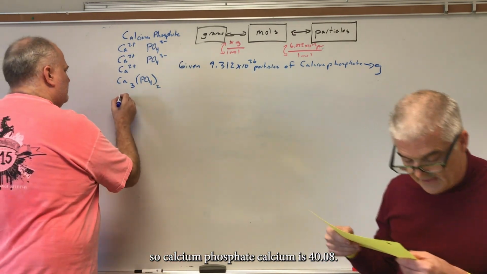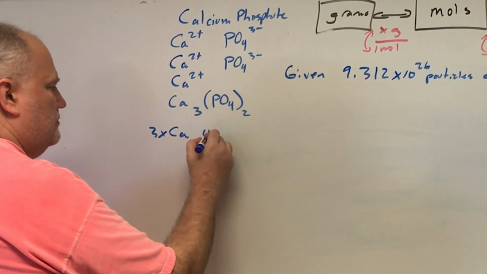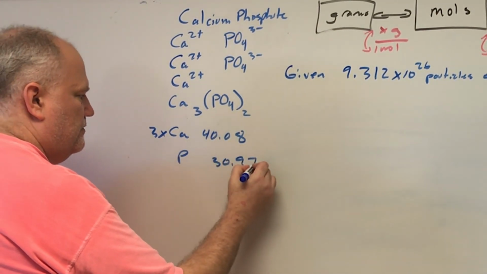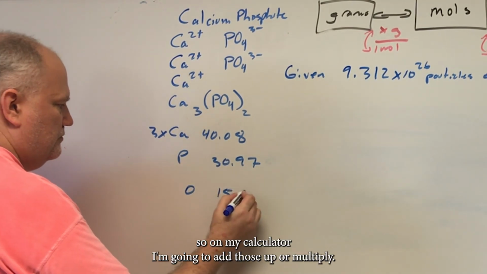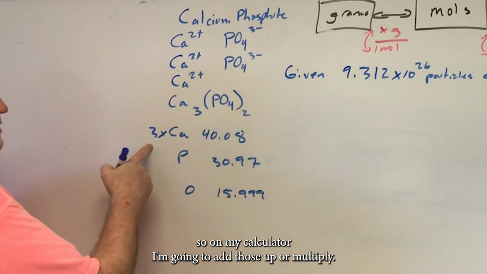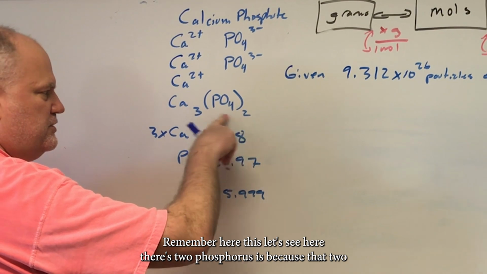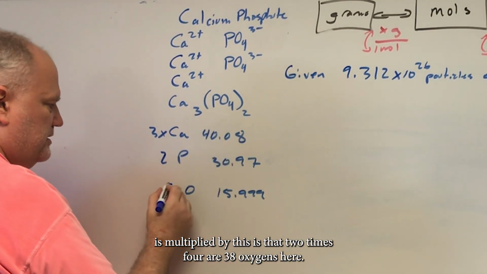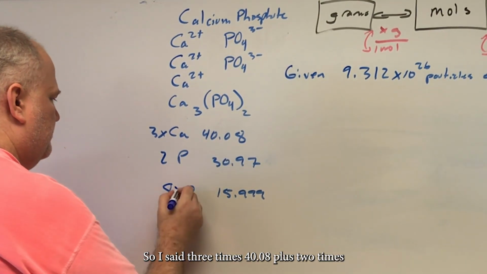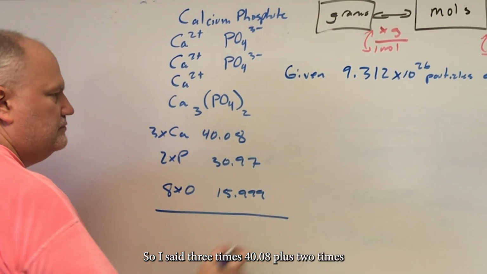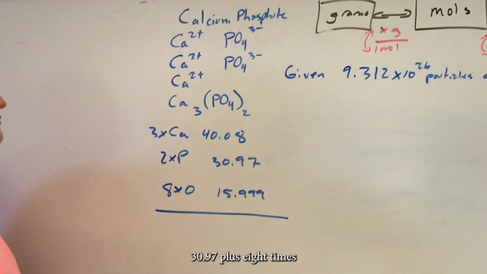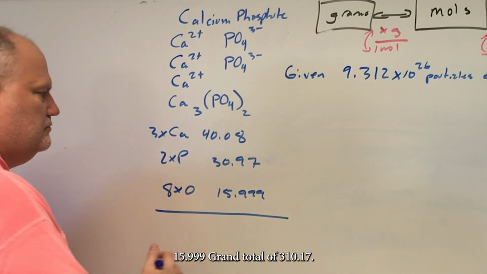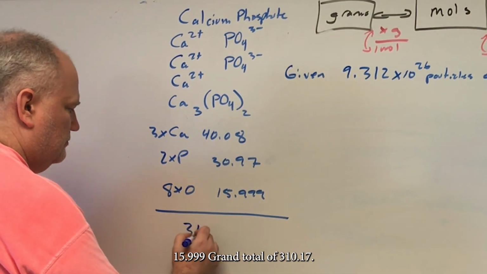So in calcium phosphate, calcium is 40.08. Phosphorus is 30.97. And we know oxygen is 15.999. On my calculator, I'm going to add those up or multiply. Remember, there's 2 phosphoruses because that 2 is multiplied by this. Isn't it 2 times 4? Aren't there 8 oxygens here? Yeah, there's 8 oxygens and 2 phosphorus. So I said 3 times 40.08 plus 2 times 30.97 plus 8 times 15.999. Grand total of 310.17.